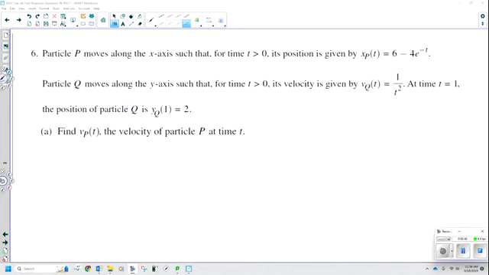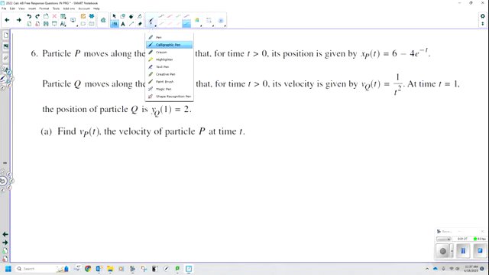Number 6 reads, particle P moves along the x-axis such that for time t greater than 0, its position is given by xp of t, which is 6 minus 4e raised to the negative t. We have particle Q, which moves along the y-axis such that for time t greater than 0, its velocity is given by vq of t, which is 1 over t squared. At time t equals 1, the position of particle Q is yq of 1 equals 2. 6a is asking us, find the velocity vp of t, the velocity of particle P at time t.